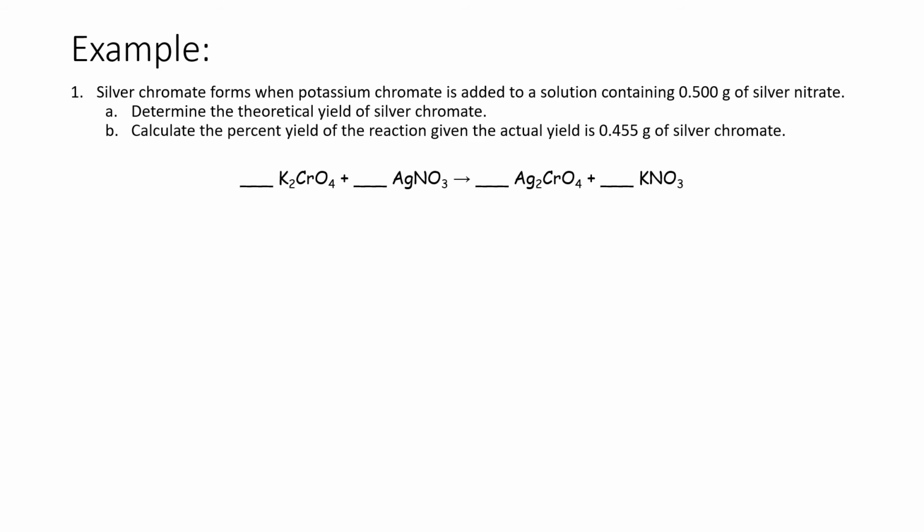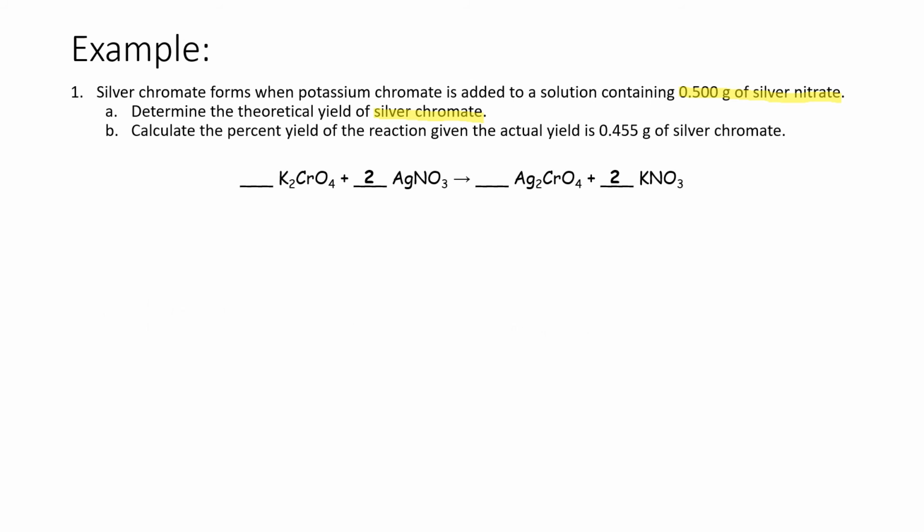Okay. After we have the equation written out, we have to balance that equation. So if I go ahead and do that, you can see that I need a 2 in front of the silver nitrate and a 2 in front of the potassium nitrate. All right, so now I'm ready to go ahead and solve my problem here. So it says determine the theoretical yield of silver chromate. Now remember, whenever we're doing theoretical yield, we're going to go from the given mass, which is the grams of silver nitrate up here, to a mass of what it is asking, the silver chromate. So again, we have silver nitrate, we're going to a mass of silver chromate.